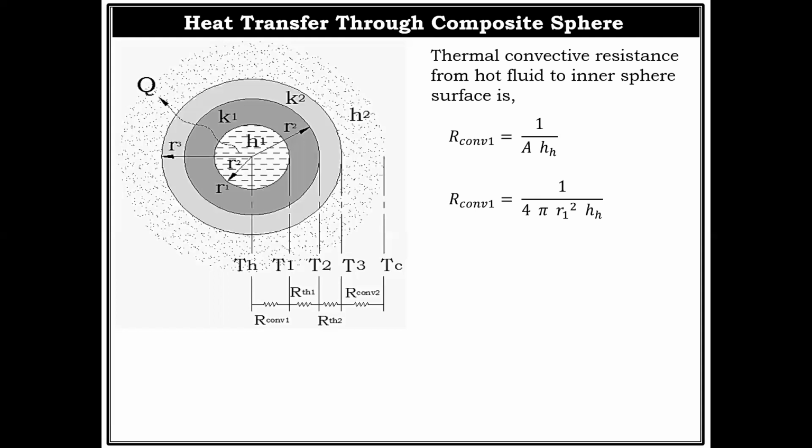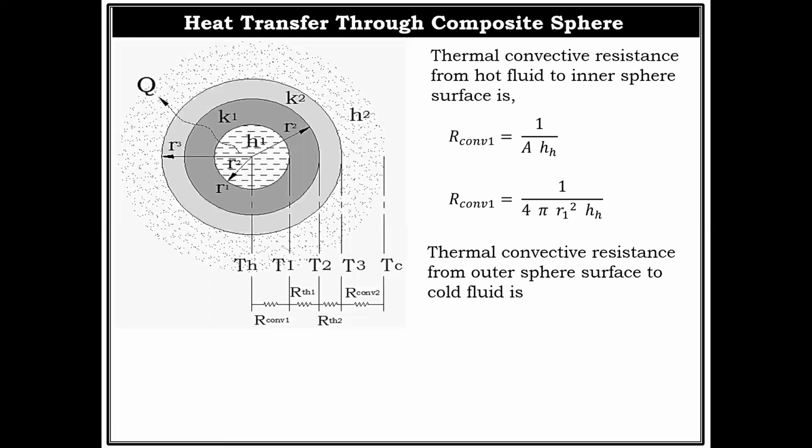Similarly, consider convection from the outer surface to the cold fluid. In that case, convection resistance 2 will be 1 upon A Hc. Remember, here we are not giving any suffix to A, but the area is different now. For the outer surface of the sphere, the area is 4 pi R3 square. So R convection 2 becomes 1 upon 4 pi R3 square Hc, where Hc is the convective coefficient of the cold fluid.